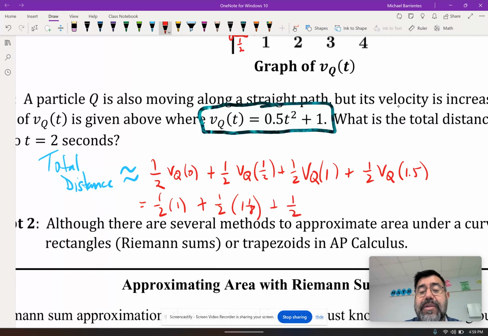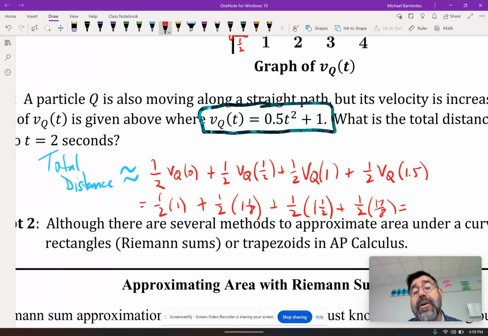Plus, substitute 1 in here, so that's 1 squared times 1/2 plus 1, that's 1 1/2, plus 1/2 times v of 1.5. 1.5 squared, that's 3/2 squared, that's 9/4, and half of that would be 9/8, plus 1. I'm trying to do this in my head, and I probably shouldn't. 9/8 plus 1, that's going to be 17/8. There. And then I add them all together, and I get an answer, right?